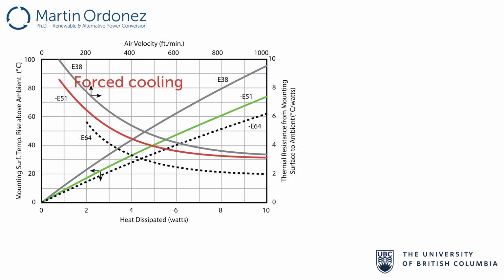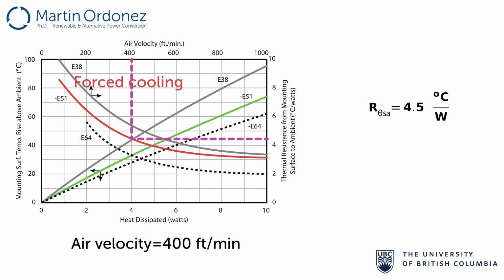Now, for the last case, let's consider a forced cooling system for the heatsink. Let's take a look at the heatsink's thermal curves. In this case, we have to look at the top and right axis of the graph. You can see that we need the air velocity of the fan. You can calculate this parameter with the datasheet of the fan. By considering 400 feet per minute as average air velocity of the fan, the thermal resistance can be determined. We can observe that it is around 4.5 degrees Celsius per watt.